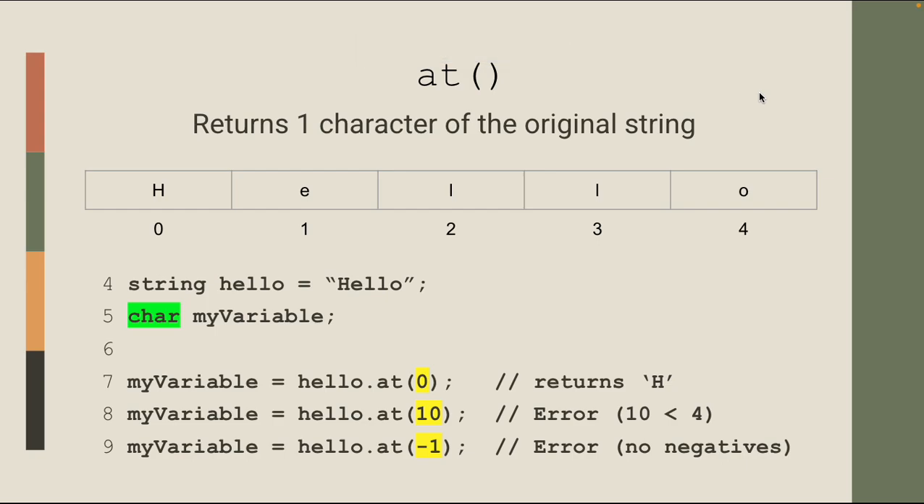Remember, at is really similar, except only one number can go in there. When you call the at function, only one number goes in there, and that number is what index you want, or what position you want. So if I put a 0, it's going to give me the first character. If I put a 1, it's going to give me the second character.